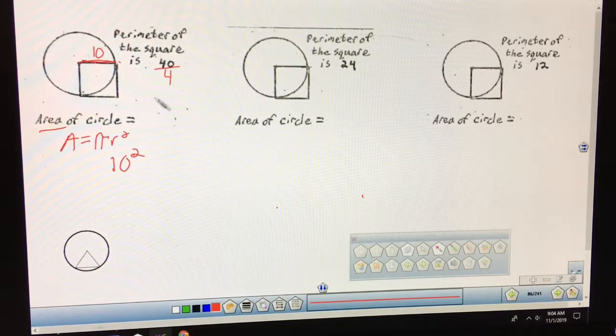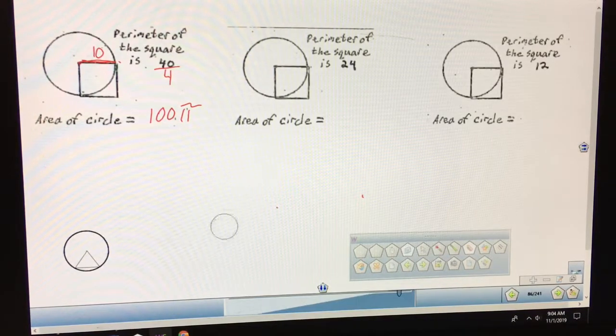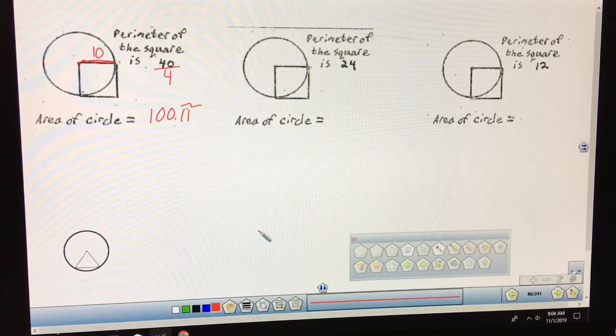10 squared is 100. So they usually want your answer in terms of pi. So it would be 100 pi. You would not put 314. You would multiply it by 3.14. SAT has some fill-in response, open-ended questions, but it's usually multiple choice.